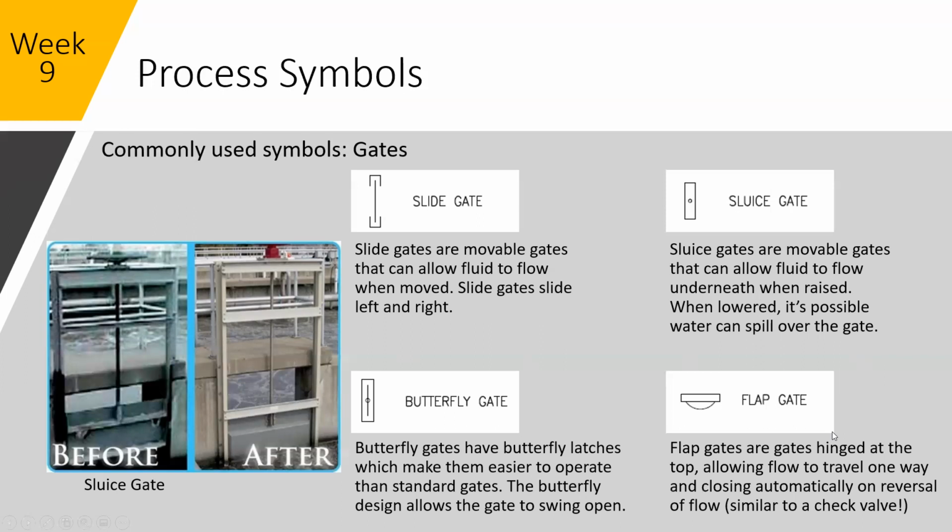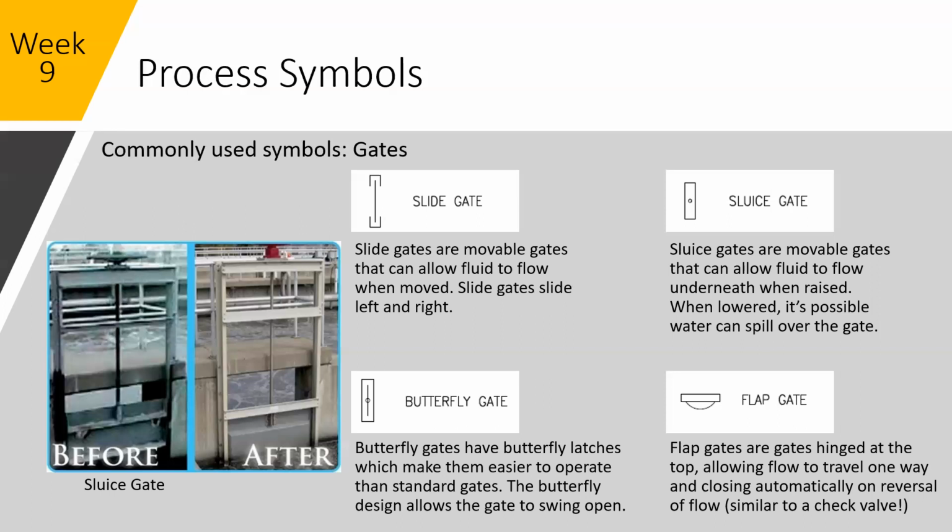And then flap gates are the check valve of gates. So they're typically hinged. You normally don't control them. They will flow in one direction and not the other. They're used a lot in sewage systems. So if you have a heavy rainfall and your sewage tank in the ground fills up and overflows, it'll overflow into a drain.